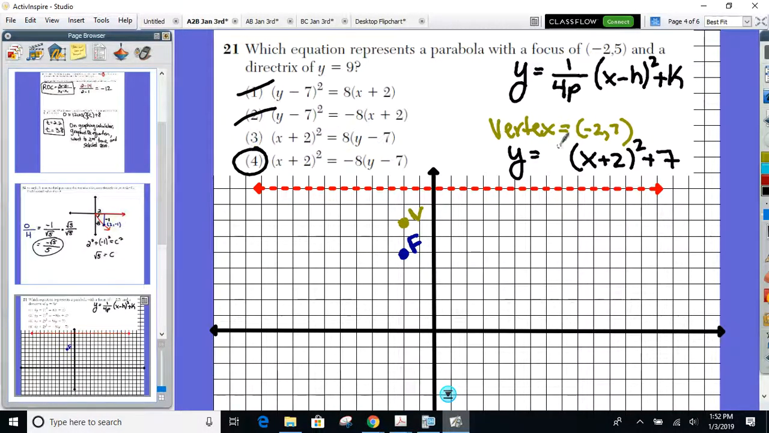Ready? 1 over... you guys look at your formula sheet. What does the p-value represent? The distance from vertex to focus. What is that distance? 2, so 4 times 2, 8. That's where that 8 comes from, and I can divide both sides by negative 8 to get it. And why is it negative again? It's going to open down because the parabola should never cross the directrix.